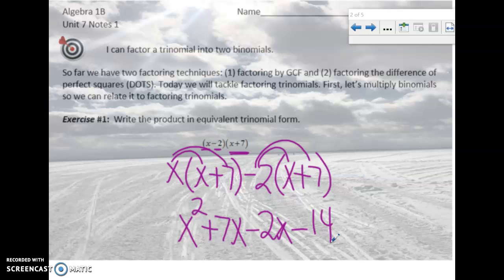We try to find like terms. They usually sit right here in the middle, and so add or subtract those. Based on signs, we are going to subtract these, and we'll get x squared plus 5x minus 14.